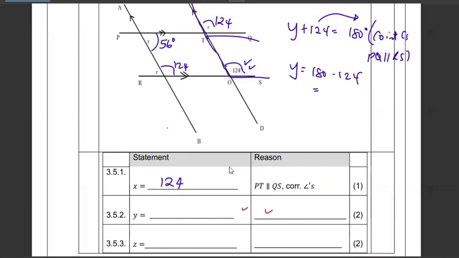We have that. And then they want us to get Z. Z is going to be a 56 because it's creating a Z itself. Okay, so it's 56. It's going to be alternate angles because PQ is parallel to RS.